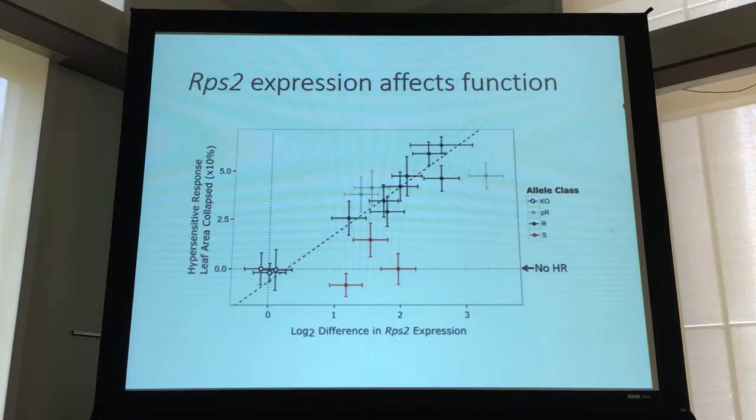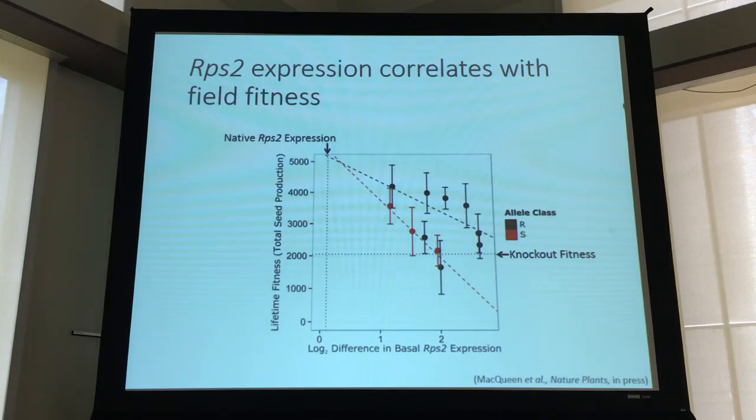Okay, so what about in the absence of pathogens? Is RPS2 expression level affecting the function in the absence of pathogen? Well, what I can say is that if you correlate RPS2 expression with fitness in the field, you see a significant negative relationship between RPS2 expression and fitness, both for the resistant and susceptible clades of allele. So lines with lower expression of RPS2 are significantly more fit than the knockout, whereas as RPS2 expression increases, you lose that difference from the knockout.